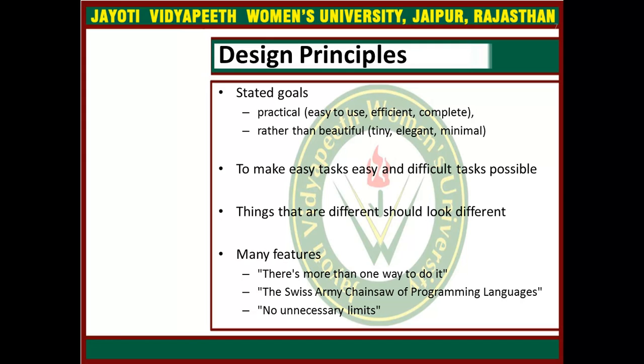Now the design principles of Perl are: stated goals, practical, easy to use, efficient and complete. Rather than beautiful, it is tiny, elegant and minimal. This is to make easy things easy and difficult things possible. Things that are different should look different. There are many features of Perl, like there's more than one way to do it. The Swiss Army chainsaw of programming languages, no unnecessary limits.